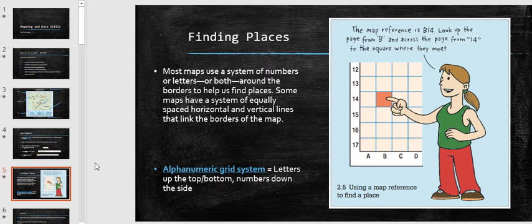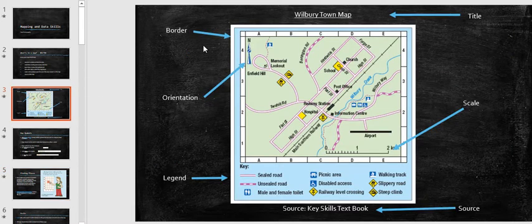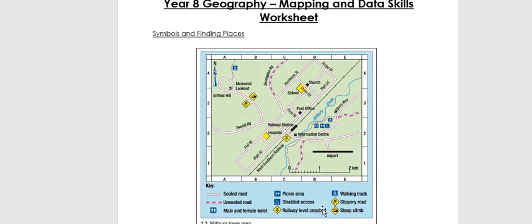Now an important part of a map is using it to find places. So what we do with our map is that we use an alphanumeric grid system, which is letters up the top or bottom of the page and numbers down the side or the bottom of the page, which we can see along here, A, B, C, D, E, 1, 2, 3, 4. This pretty much allows us to locate things easily on the map.